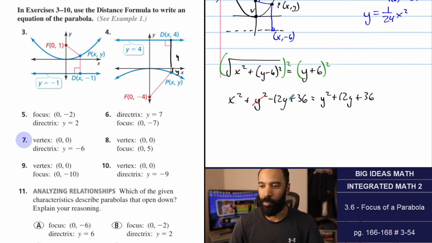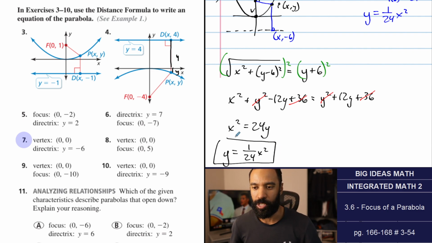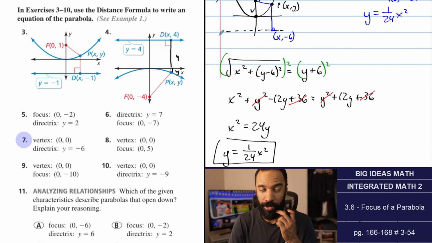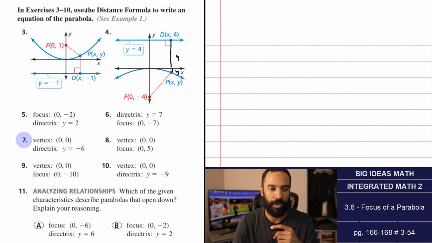Once again, the cancellation of our y squareds and our 36s, like that. I can add 12y to both sides here, and I'll get x squared equals 24y. Divide both sides by 24, you get y equals 1/24 x squared. Looks like all of these are going to be y equals x squared equations to start with. Not until we hit later example problems did we hit x equals y squareds, sideways parabolas, but we are going to hit some of those eventually, I am sure.